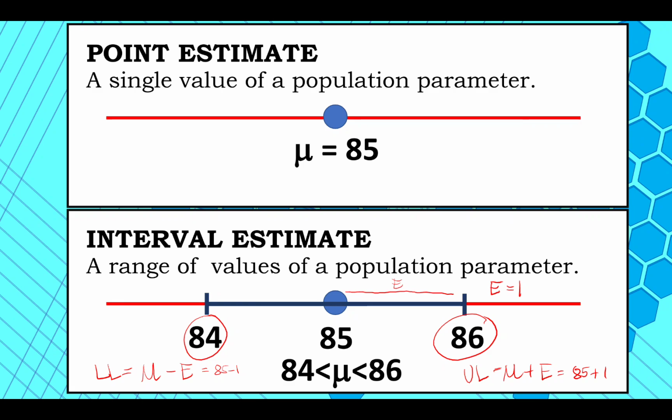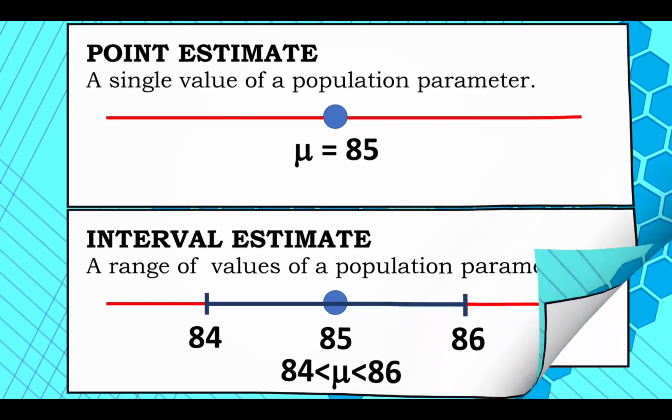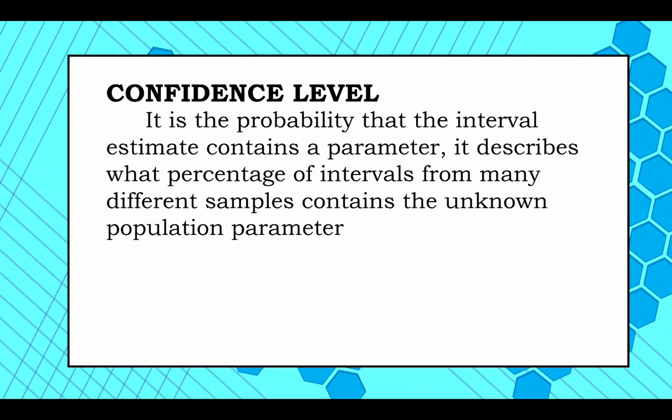In interval estimate, it is very important that you know what the confidence level is. Confidence level is the probability that the interval estimate contains a parameter. It describes what percentage of intervals from many different samples contains the unknown population parameter. Confidence level is used to compute for the margin of error.